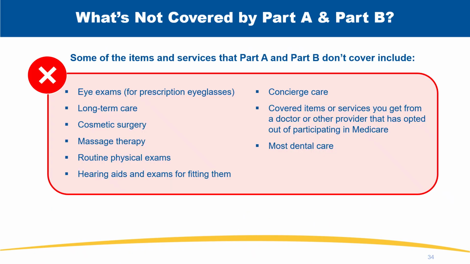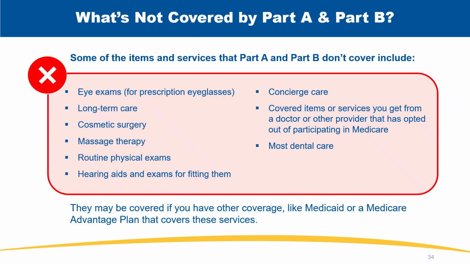What's not covered by Parts A and B? Eye exams, long-term care, cosmetic surgery, massage therapy, routine physical exams, hearing aids and exams for fitting them, concierge care, covered items or services you get from a doctor or other provider that has opted out of participating in Medicare, and most dental care. They may be covered if you have other coverage like Medicaid or a Medicare Advantage plan that covers these services.